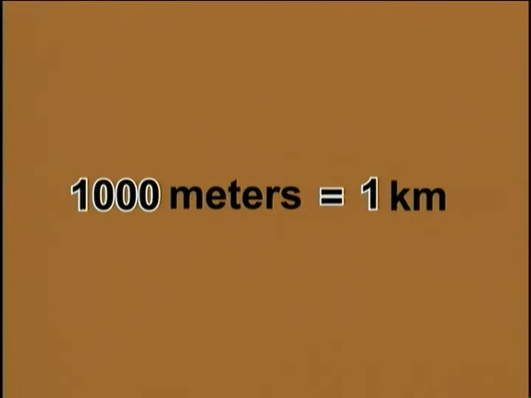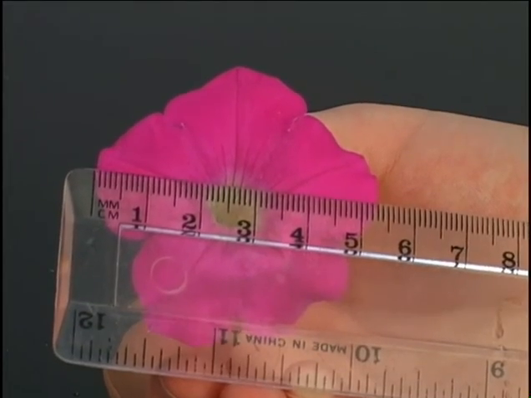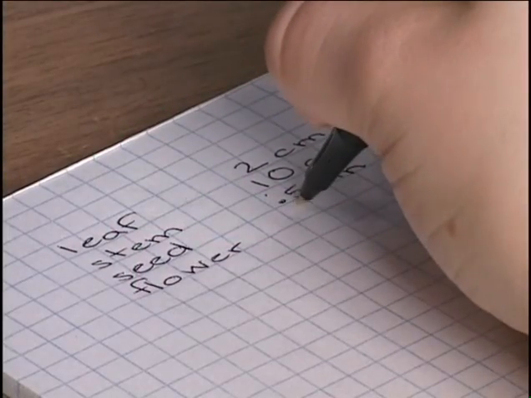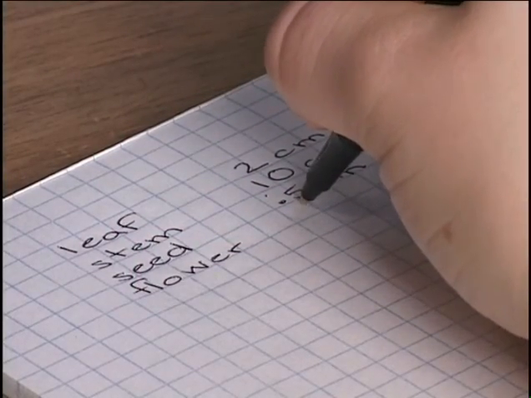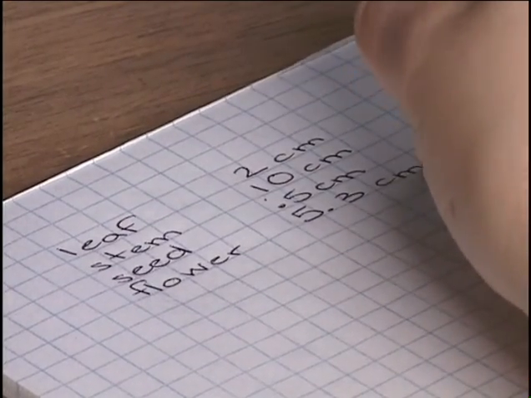Now remember, a measurement consists of 2 parts, the number and the units. A number without a unit is meaningless. For example, this flower has a width of 5.3 centimeters. Therefore, we need to record both the numbers, 5.3, and the units, which in this case are centimeters.